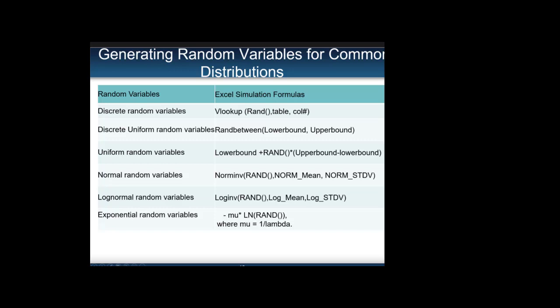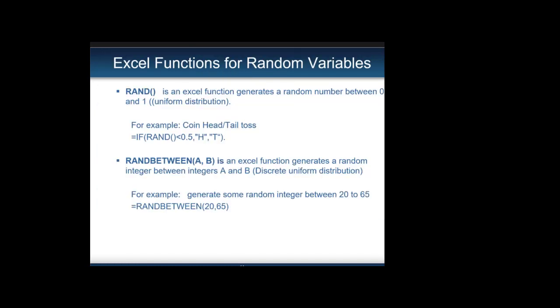Okay. For exponential random variables, we will use here mu. Mu is the average times between the arrivals within a time unit.